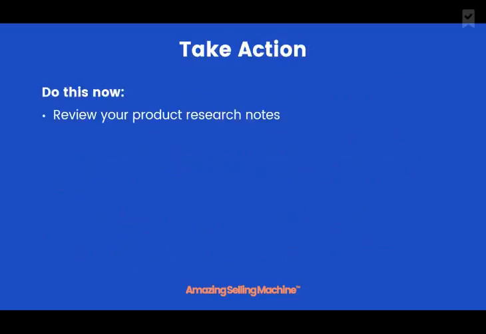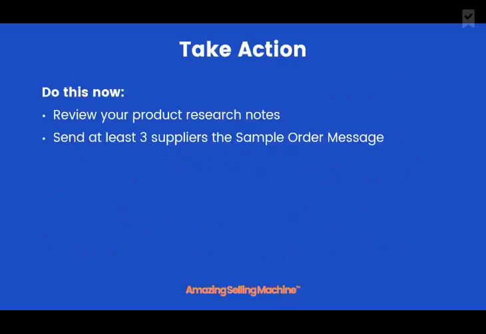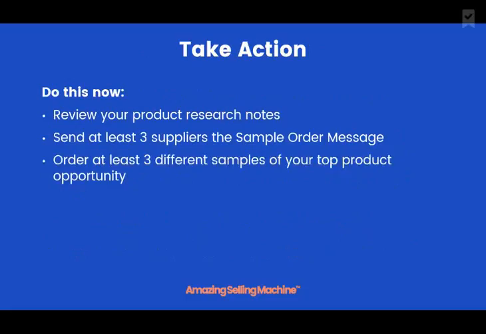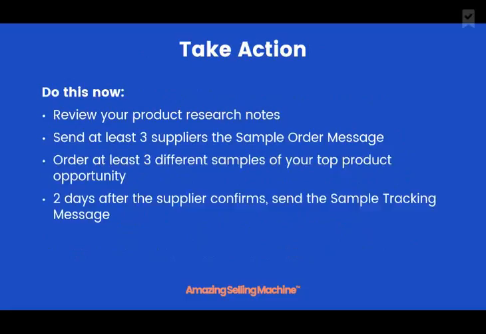I want you to review your product research notes, send at least 3 suppliers the sample order message in order to order 3 different samples of your top product opportunity, and then 2 days later, after the supplier has confirmed that they sent it, follow up with the sample tracking message to make sure that they actually did send it and to get the tracking link.